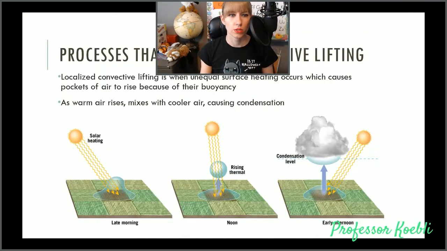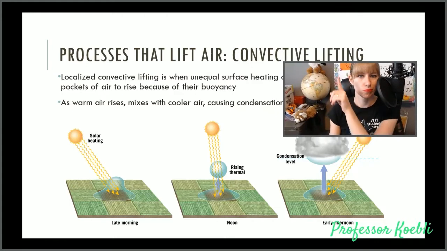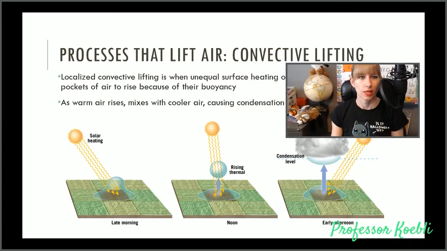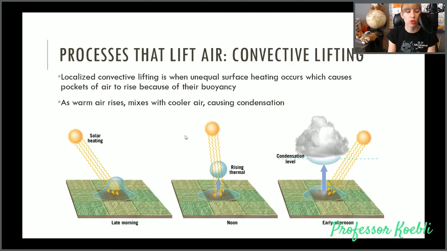Another one is going to be convective lifting, which we see up here. Convective lifting is very localized. It's very central to one spot. You're going to have very localized heating. So basically you have one spot that's getting more heat than other areas. It's got moisture. That moisture is going to be evaporated. It's going to rise, reach the condensation level, and form a cloud over that one spot.